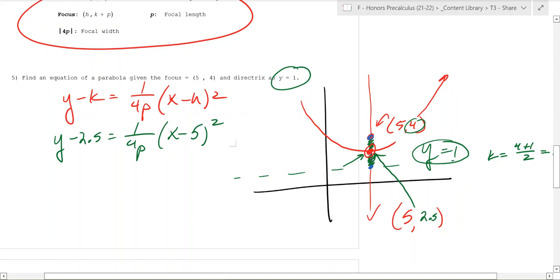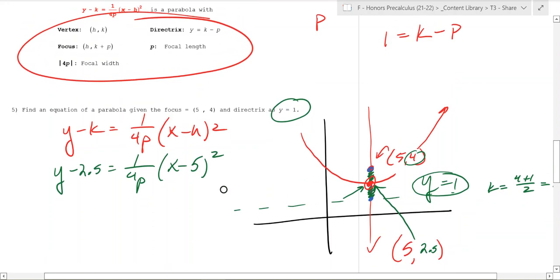And p is equal to the focal length. So how do we do that? Well, the one thing we have here is that for the directrix, y is equal to k minus p. So y is equal to k minus p. And we know that's 1 because it's this line right here, y equals 1, equals the k value, which is 2.5, minus p.